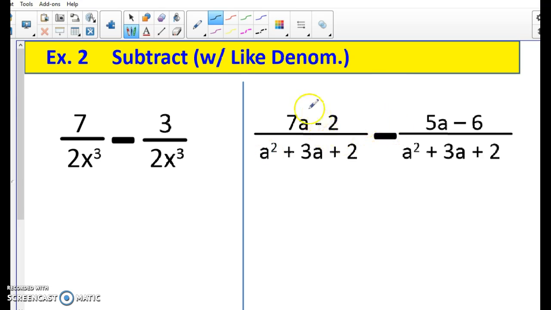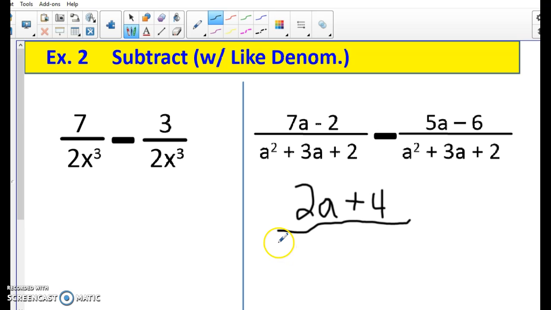But I do want to draw your attention to a problem like this, and really just the numerator part. Remember, this minus sign here means I'm minusing 5a and minusing the negative 6. So 7a minus 5a will give me a 2a. And then the negative 2 minus a negative 6. So there's a minus minus, which really means plus. So I'm going to end up with 2a plus 4. Do not forget about that negative. It goes to both minus 5a and minus the negative 6.